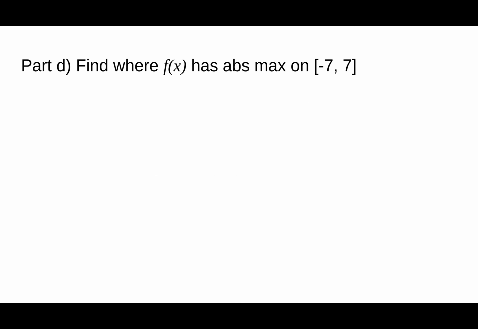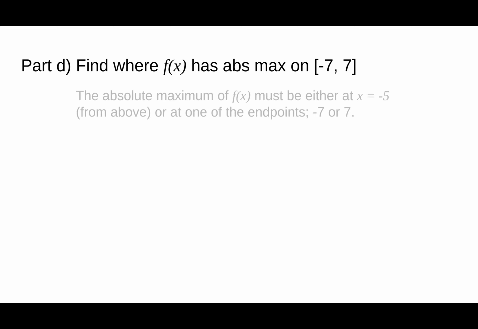Part D, we are asked to find where f of x has an absolute maximum on the closed interval from -7 to 7. Well, we've already determined where f has a relative maximum on that interval. We know the relative maximum happens at x equals -5. The absolute maximum, however, could also maybe occur at one of the endpoints. So we have three candidates for our absolute maximum, either -7, -5, or +7.